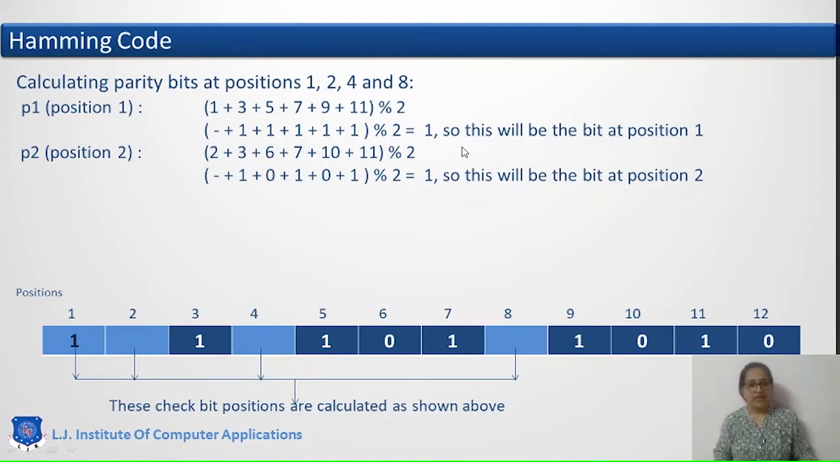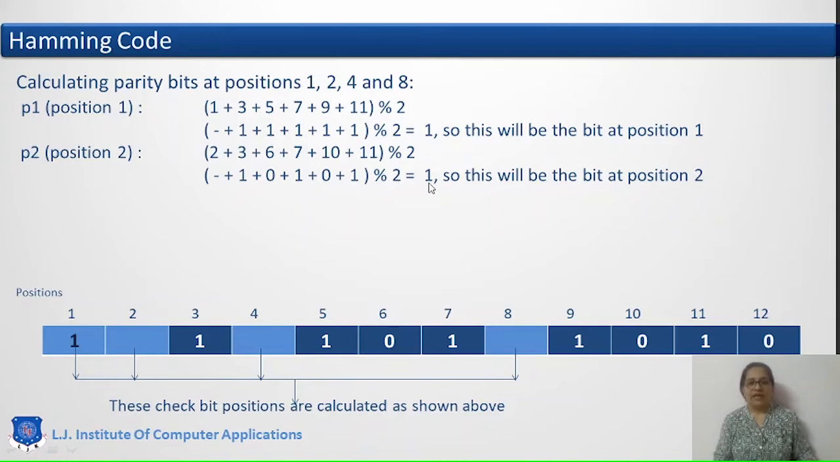Take 6, 7, leave 8, 9 and take 10 and 11. Now here the simplest technique is shown, that instead of calculating number of ones, you can simply add the bits you are getting at these given positions, and just do modulo 2 for calculation. So if you are writing a program for Hamming code, then this formula is most useful.